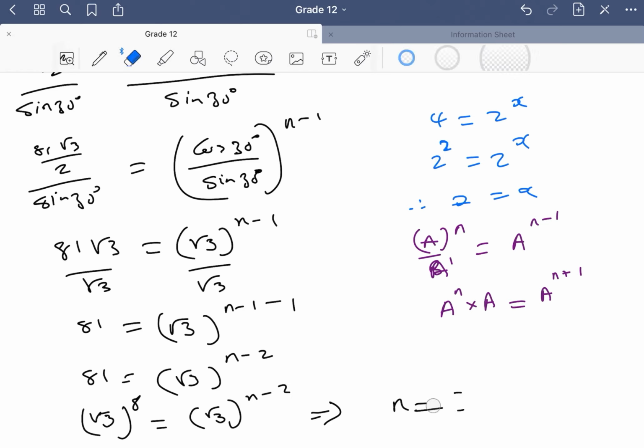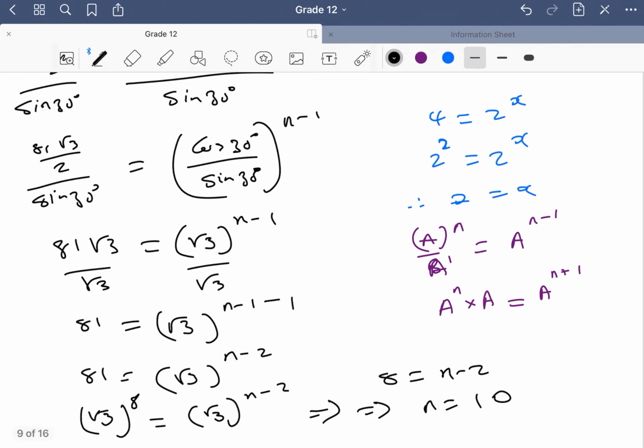Therefore, 8 is equal to n minus 2. Therefore, n is equal to 10. Voila. So that's basically how you're doing it. This is how you do it.